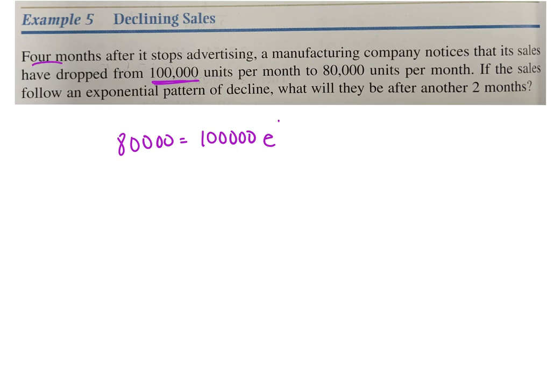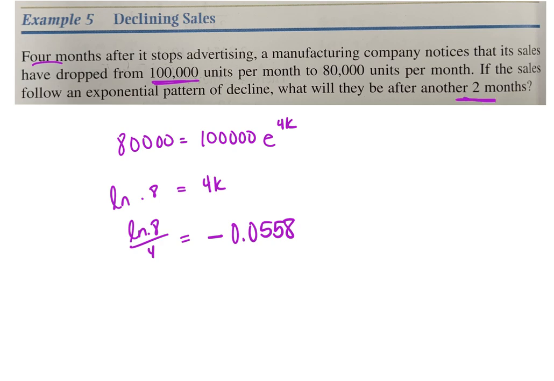I was trying to find my k, right. And so I can solve, of course, the natural log of the 0.8 if I divide over equals 4k. If I take that divided by 4, I'm going to get a k of negative 0.0558, which is what I'm looking for.